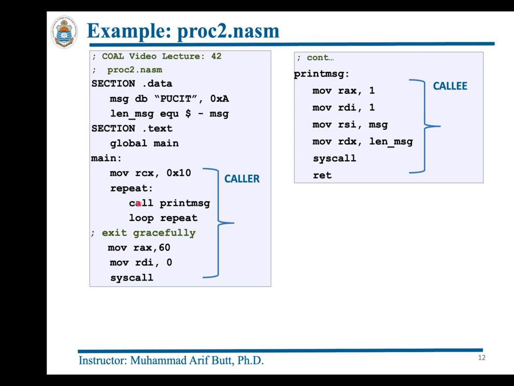Well, this is the code that caused the infinite loop. Each time the print message function is called, it further calls the write system call, and the kernel code of the write system call makes changes to the contents of the RCX register. And when the control falls back over here to the caller to execute this loop instruction, the contents of RCX are not what is expected by the caller function, and therefore this loop never breaks. I hope the problem is very clear to you now.